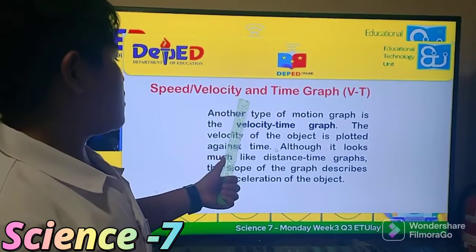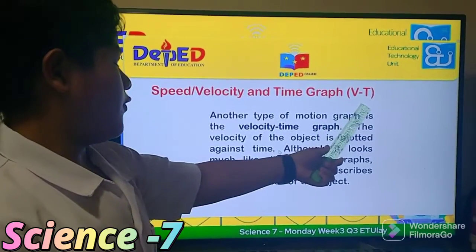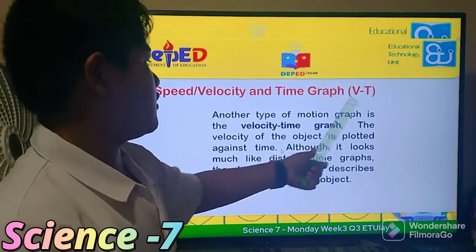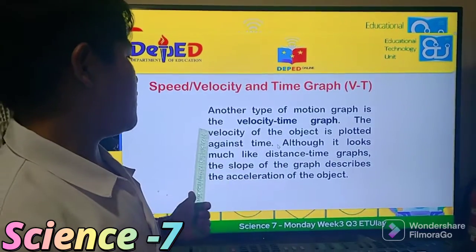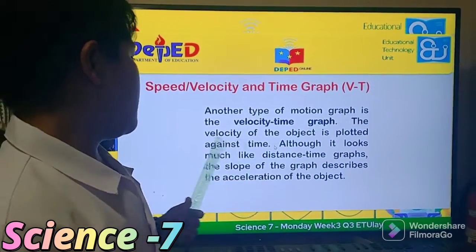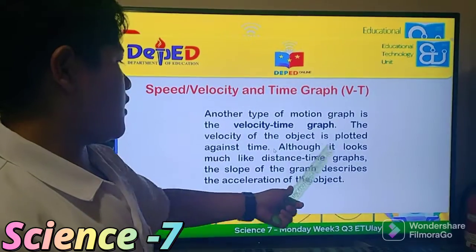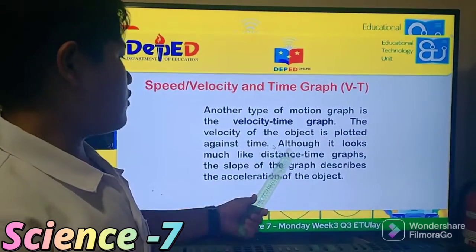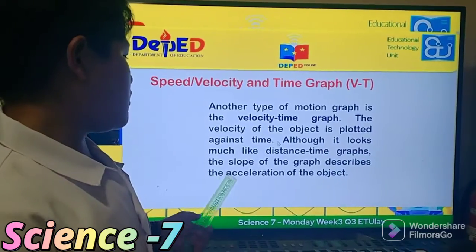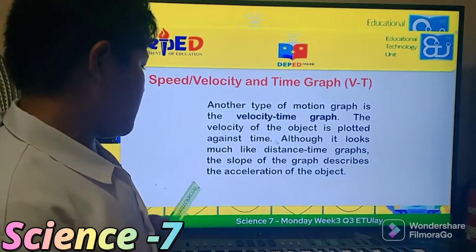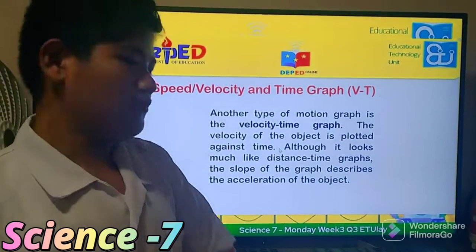Speed, velocity, and time graph. V stands for velocity and T stands for time. Another type of motion graph is the velocity time graph. The velocity of the object is plotted against time, although it looks much like distance time graphs. The slope of the graph describes acceleration of the object.